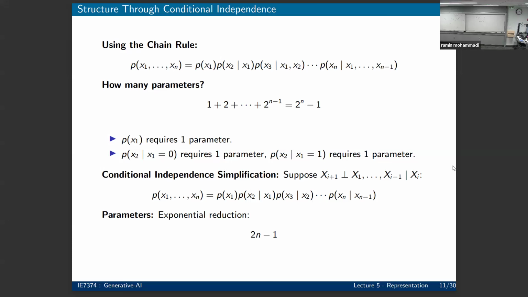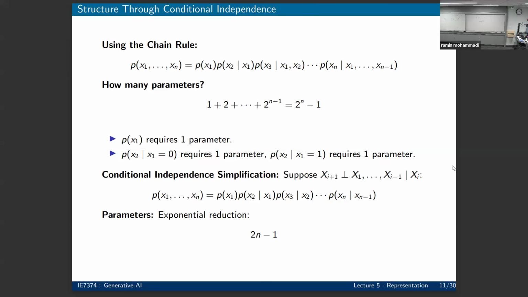Why? Because in conditional independence, we say x1 is independent of all because there's nothing before it, and x2 only depends on x1. x3 only depends on x2, like the prior, the parent node or neighbor, right? Because of that, you end up with 2n minus 1 parameters.